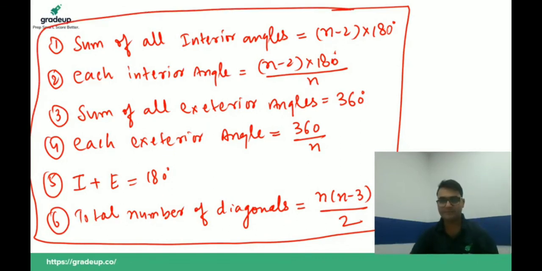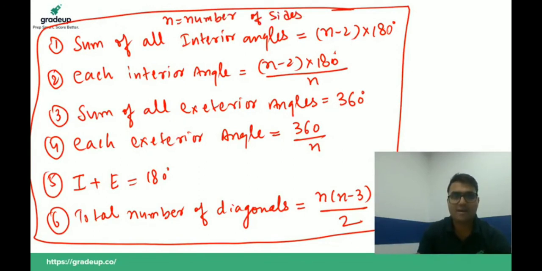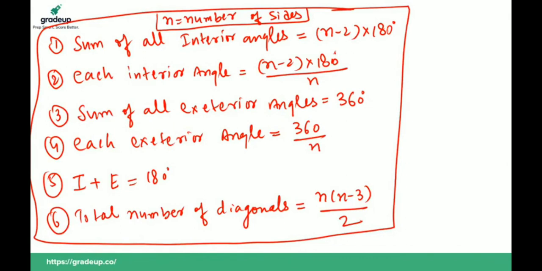Okay, I will give you a question. Please try to solve that question. First of all, please take a screenshot of this. A regular polygon is a polygon which has all sides equal, and n is the number of sides of the regular polygon. Yes, guys, please take a screenshot of this.